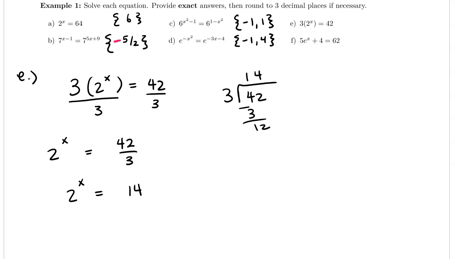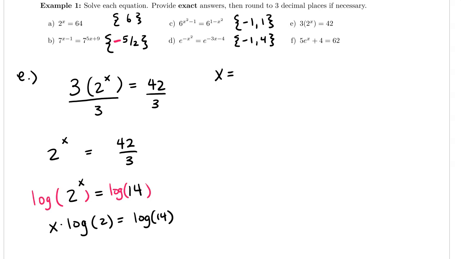And again, we can use any logarithm base we want to. In this scenario, I'll use the common logarithm, and now I can use the power rule. So on the left-hand side, I can bring out my exponent. I'm going to have x times log of 2 equals log of 14. And then from here, I will divide both sides by log of 2. That's going to give us x equals log of 14 divided by log of 2.